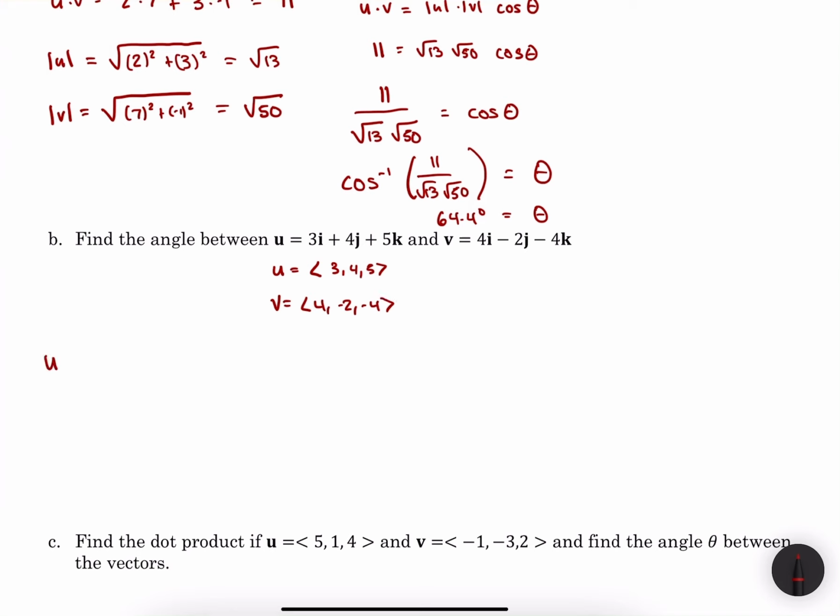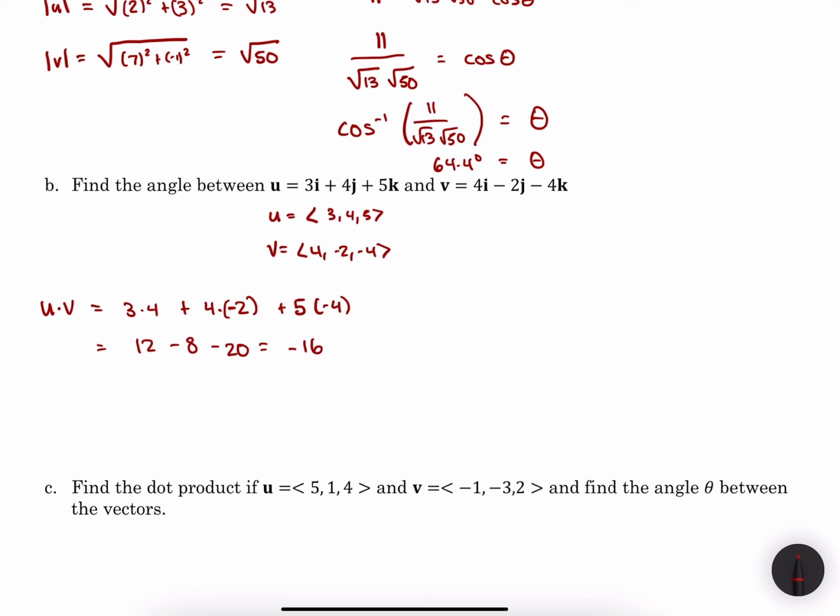First, our dot product, which we can calculate by just multiplying the components, is going to be 3 times 4 plus 4 times -2 plus 5 times -4. And so that's 12 minus 8 minus 20. So it's -28 plus 12, which is -16.